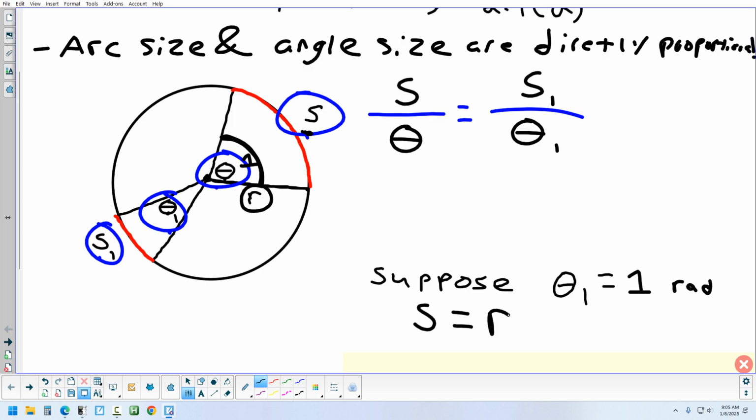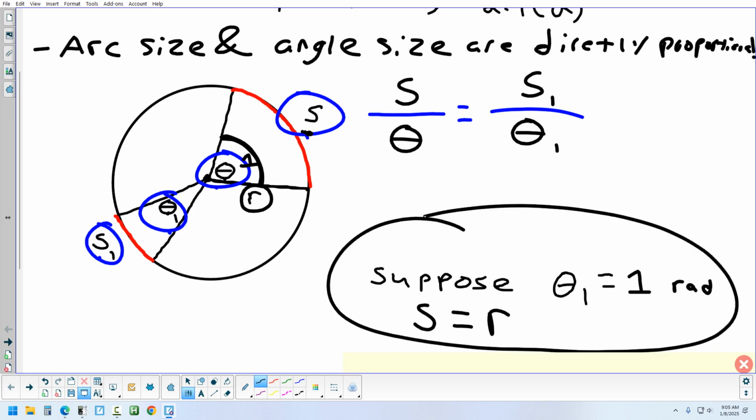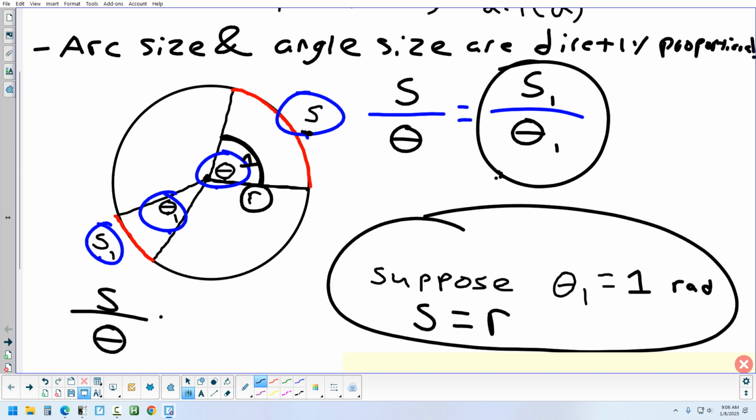Right? So let's fill in this fact right there. That's going to be my starting point. Okay, that's just what I circled. That's like my 1 foot equals 12 inches. The left side, we're just going to leave it. That's going to be the stuff that we don't know, that we're going to have to fill in for. On the right side, we're going to change this one. We're going to change S1 to R, and we're going to change theta 1 to 1 radian.